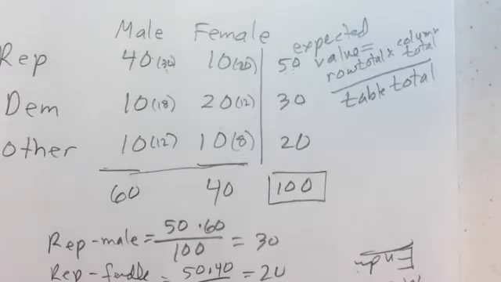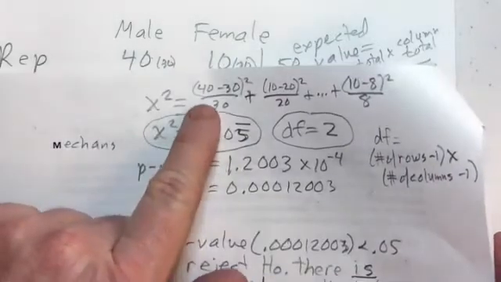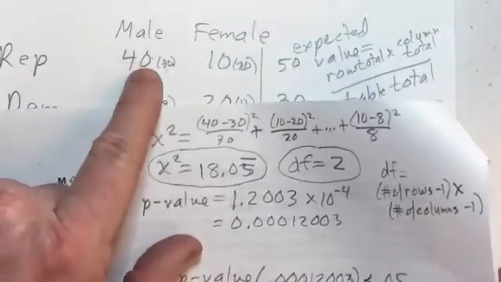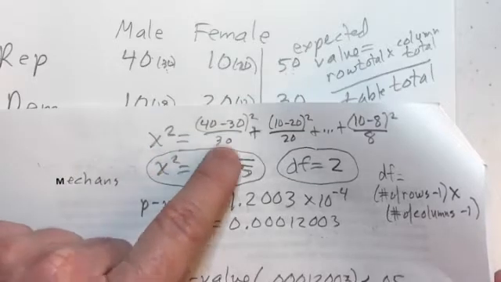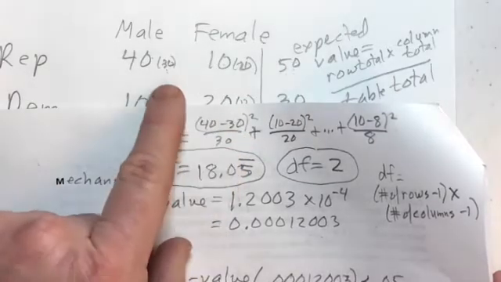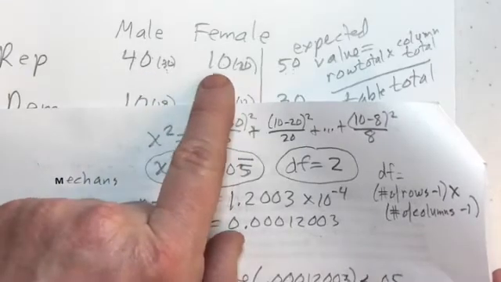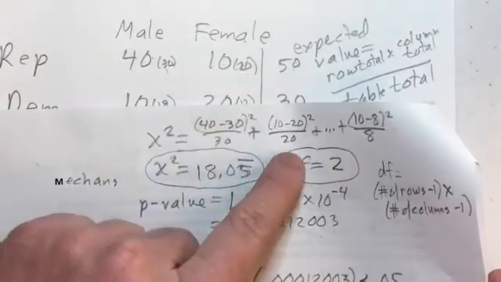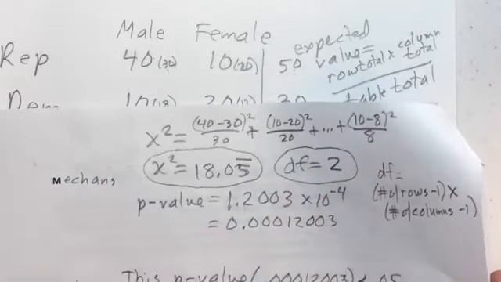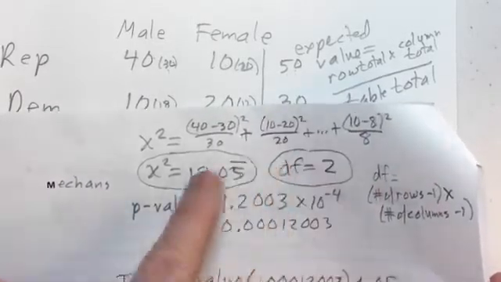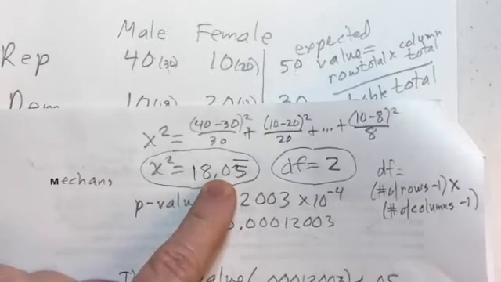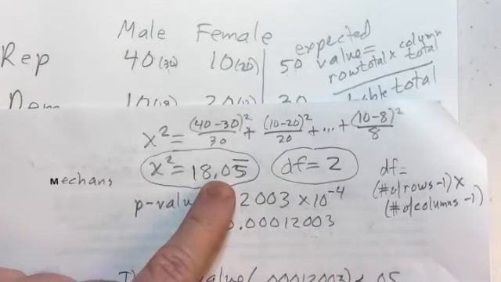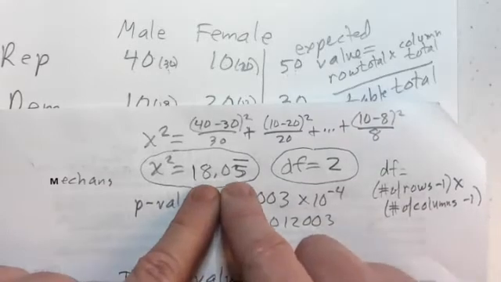If you were doing this by hand, you would take your chi-squared formula and say, okay, for this cell, its contribution to chi-squared is going to be 40 minus 30 squared over 30. And for this cell, it would be 10 minus 20 squared over 20, and then you'd add those up and get your chi-squared. And if you didn't have a function on a calculator, how could you get your p-value with that?